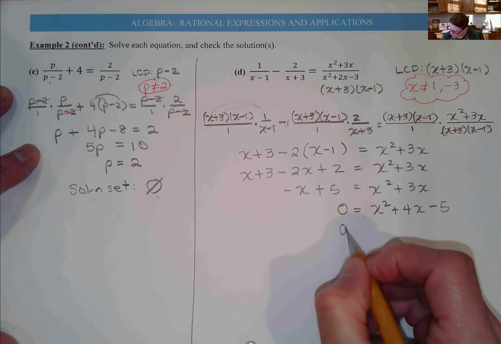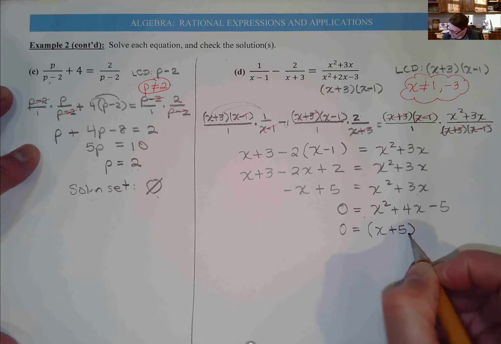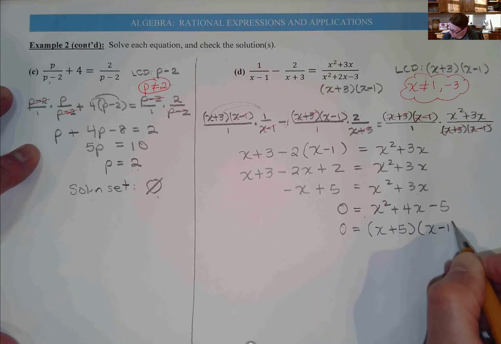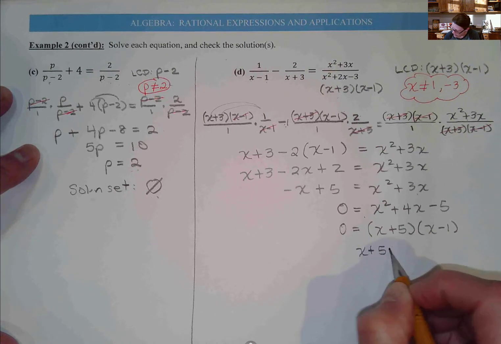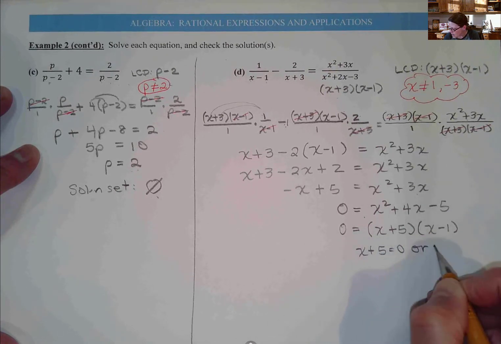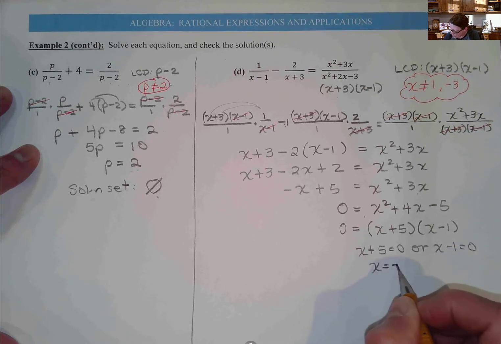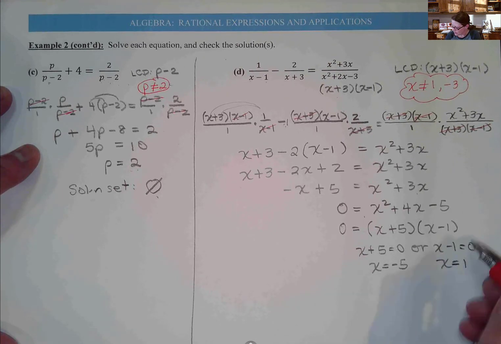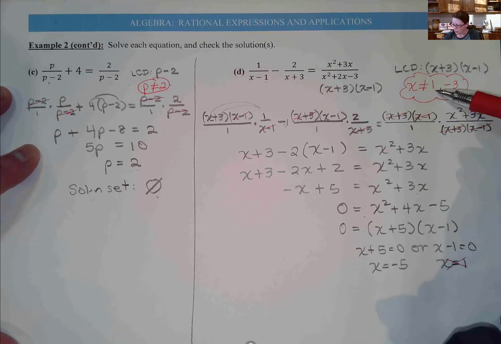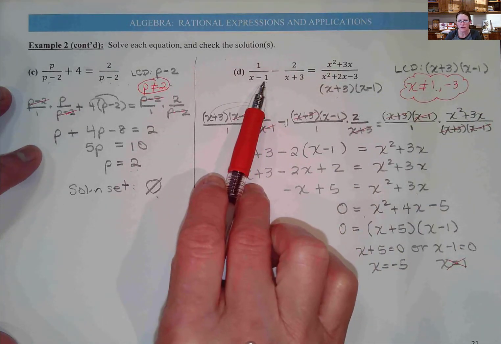This trinomial factors x plus 5 times x minus 1. Zero factor property: x plus 5 is 0, or x minus 1 is 0, giving x equal negative 5 or x equal 1. x cannot equal 1 though, can it? Because 1 causes a 0 denominator, division by 0 undefined.